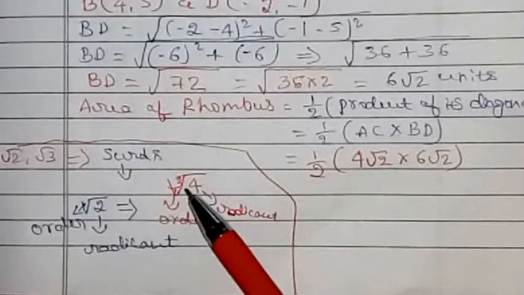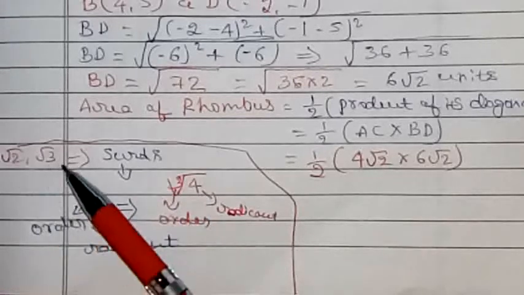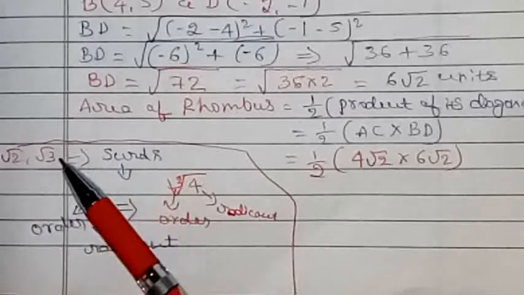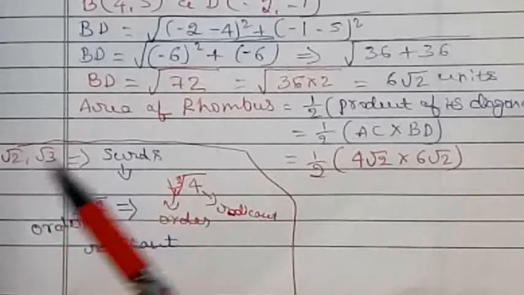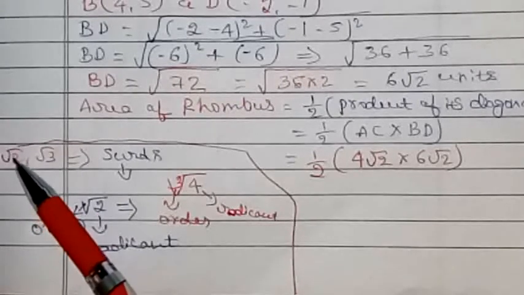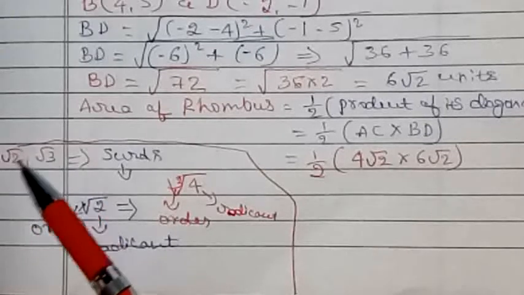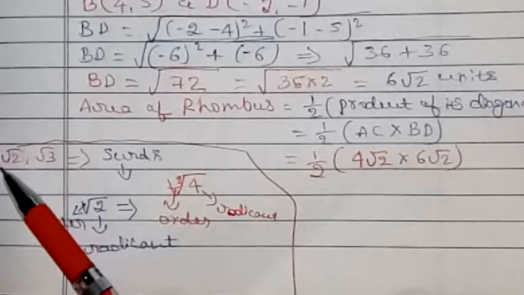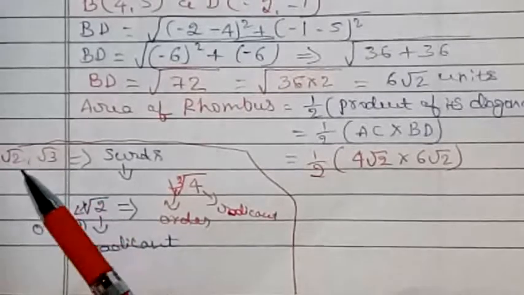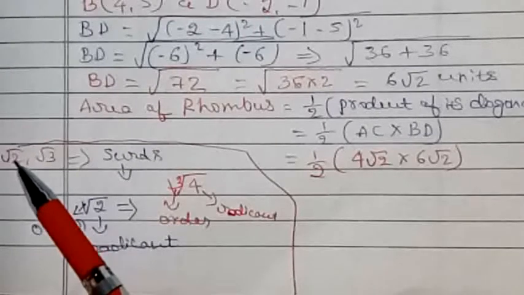Now here, if you want to multiply the surds, the order should be the same. If the orders are the same, then we can multiply the radicands. Right? Now just check here. What is the order here? Nothing is there, which means it starts from 2, right? Because I'm saying this number has a square root of 2. So therefore the order is 2. Here also the order is 2. So both the orders are the same. If both the orders are the same, then we can multiply the radicands.